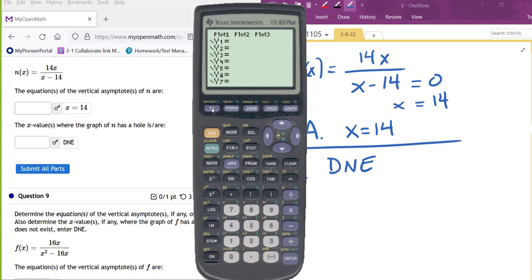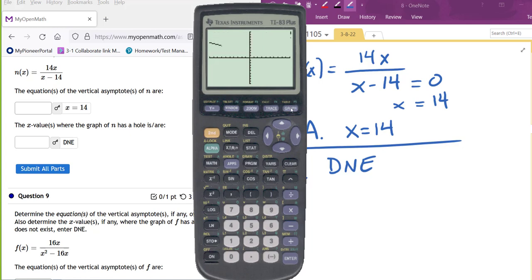So y equals, and when you enter these in your calculator, you have to be really careful. You want parentheses around the numerator and parentheses around the whole denominator, because the calculator will do order of operations, and it says multiplication and division are equal. So if you hit this divide, it's going to divide by just the first piece. So that's why you have to use parentheses on both the numerator and denominator. So I have 14x, close the parentheses, divided by parentheses x minus 14, close parentheses.